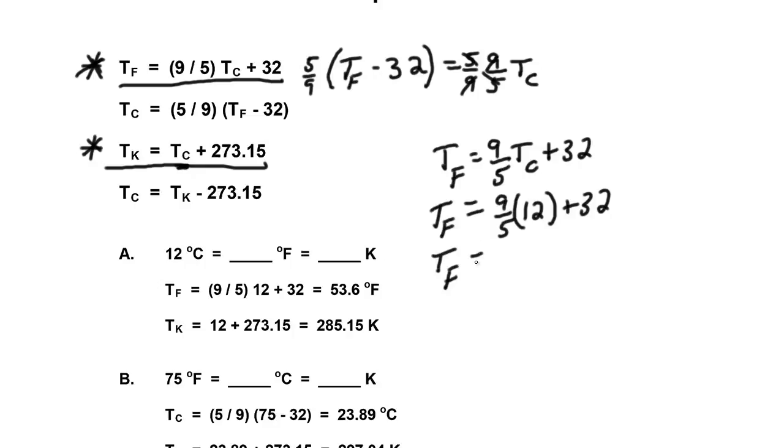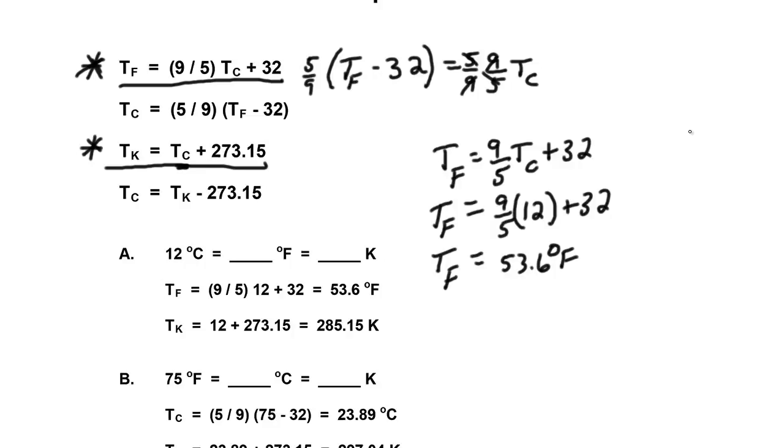So the temperature in Fahrenheit then, grab our calculator, we have 9 divided by 5 and multiplied by 12, and then we add 32 to that. And we get 53.6 degrees. And that's Fahrenheit, because that's what we were looking for.